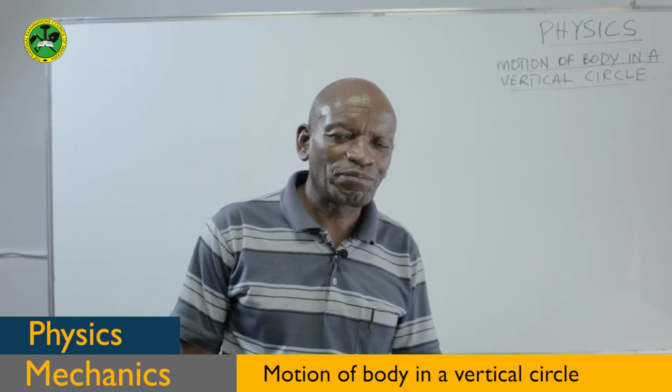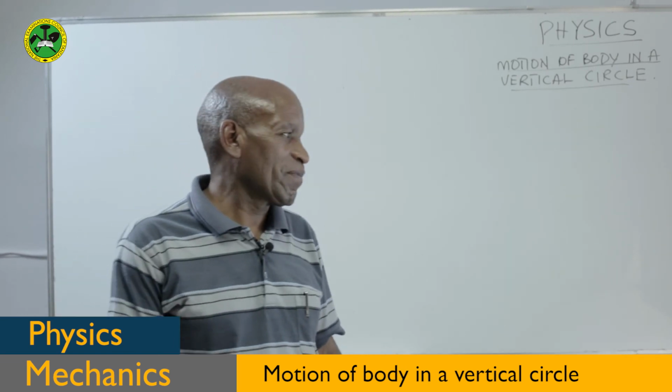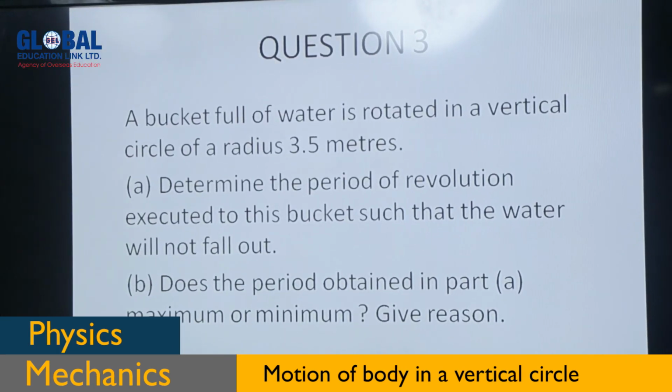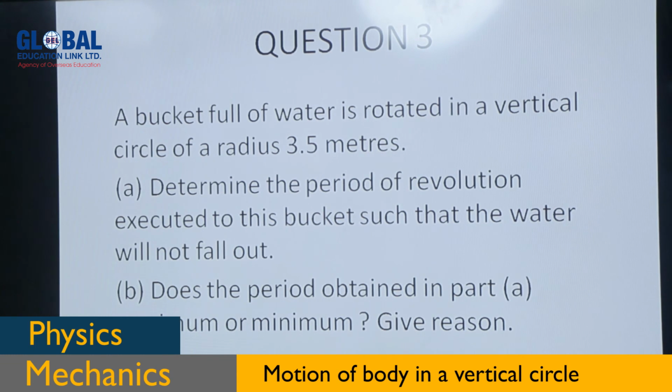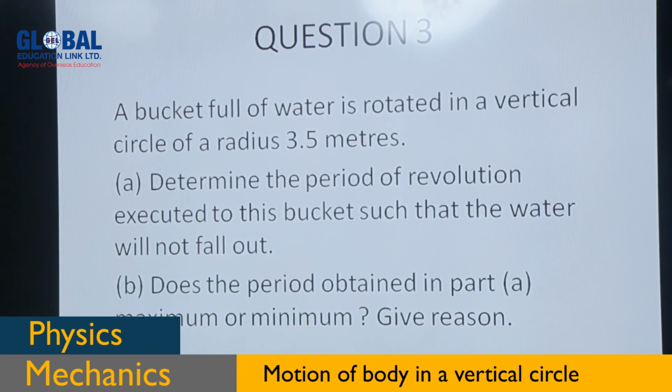The question goes like this. A bucket full of water is rotated in a vertical circle of radius 3.5 meters. A. Determine the period of revolution executed by this bucket such that the water will not fall out. B. Is the period obtained in part A maximum or minimum?